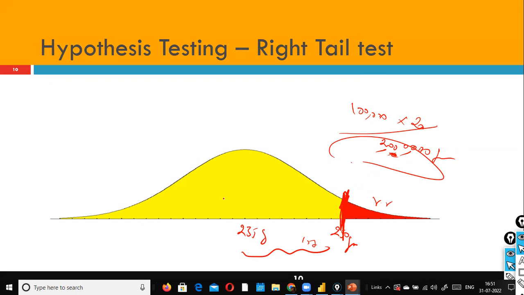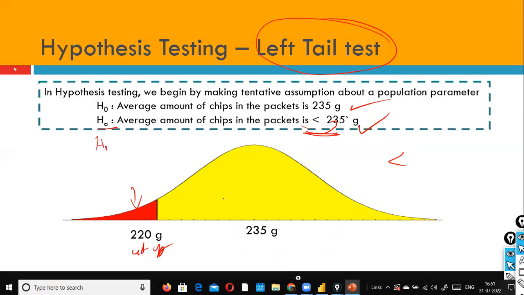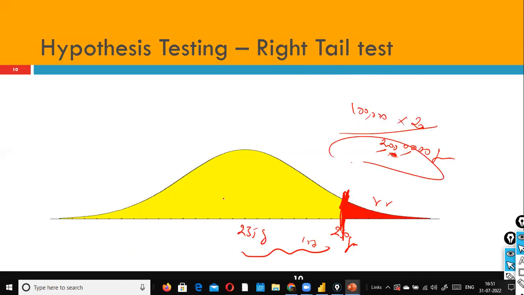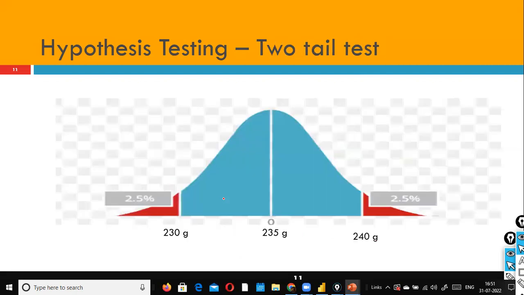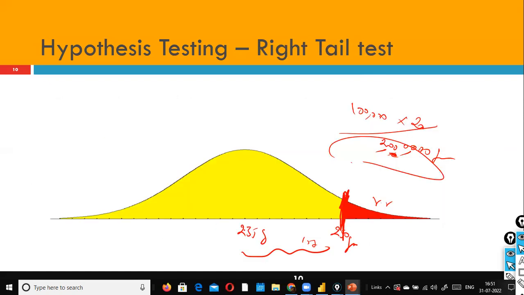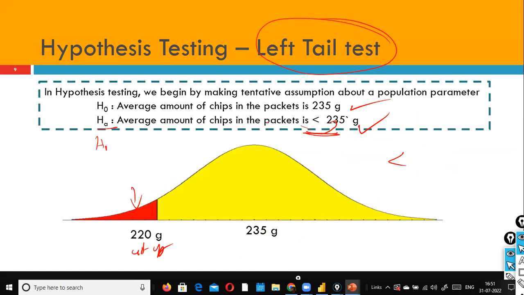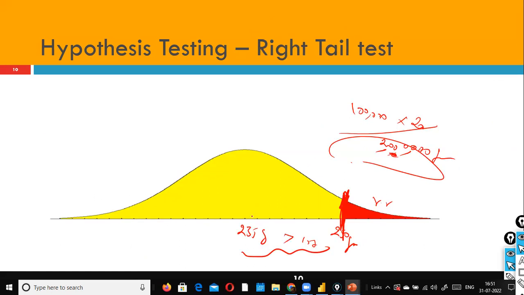If it is a lesser quantity, it is a problem for the customer. As a manufacturer or a QA person, you don't want both conditions. If it is more than this, it is going to shoot up my margin. So in this case, this is called a right tail test: anything more than 235 grams. In the null hypothesis, you say 235 grams. In the alternative, the average in the packs is not 235, it is more than 235.